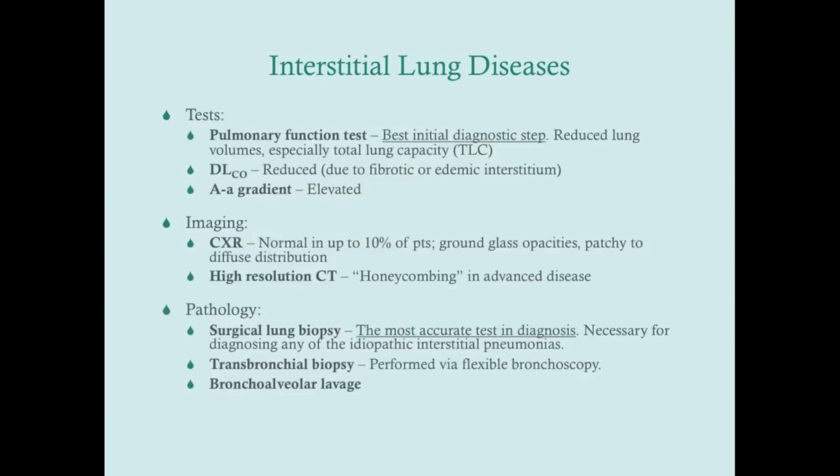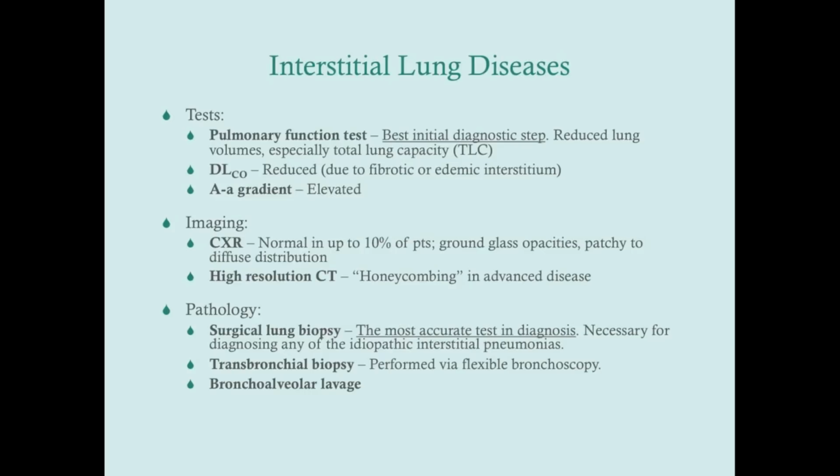A high-resolution CT is more accurate than a chest x-ray, but it doesn't necessarily mean that that's the best one to go to first. If I see a patient that I think has a restrictive lung disease, has interstitial lung disease, and I don't see anything on chest x-ray, usually then I'll go to the high-resolution CT just to make sure. The high-resolution CT is more accurate than the chest x-ray. It also gives you a particular finding that you see in advanced interstitial lung disease, and that's called honeycombing.